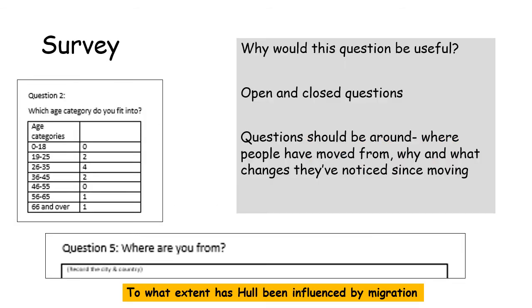So the survey, why would this be useful? Well, you could go and ask different people living in Hull about their experiences with migration. You could ask open and closed questions. Open questions are where someone can respond with whatever they want. A closed question is where they have different categories or a tick box to answer.